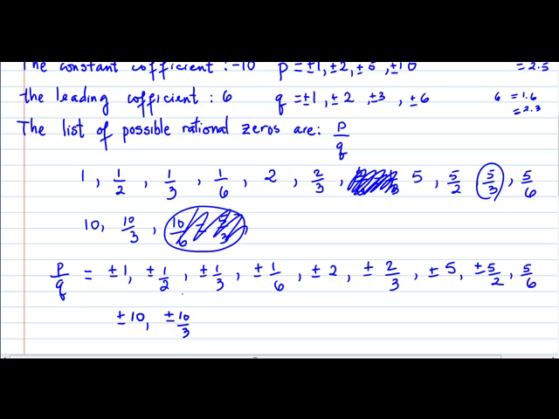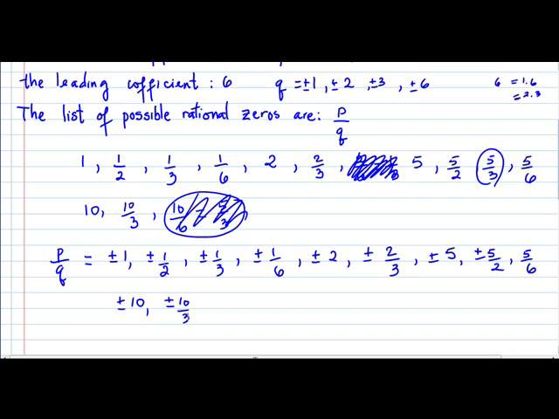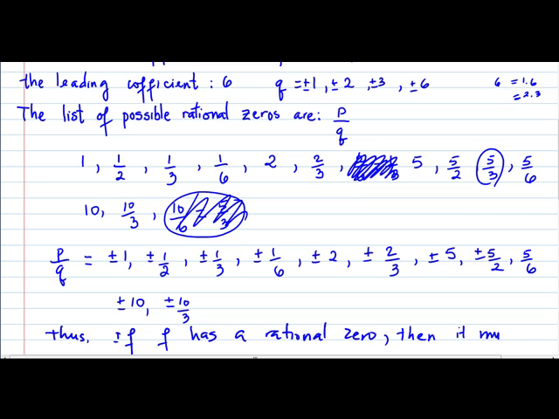This P over Q here means that if f has a rational zero, then this must appear on the list.